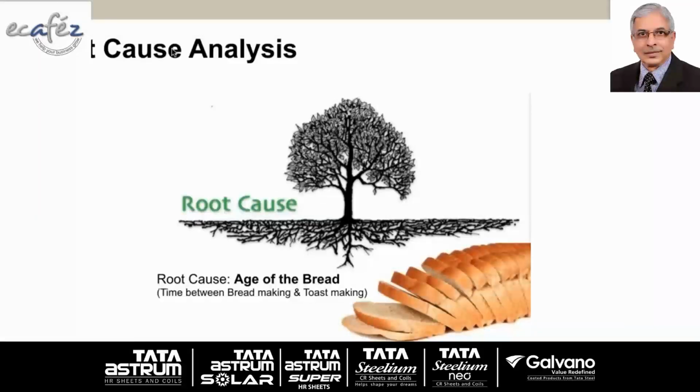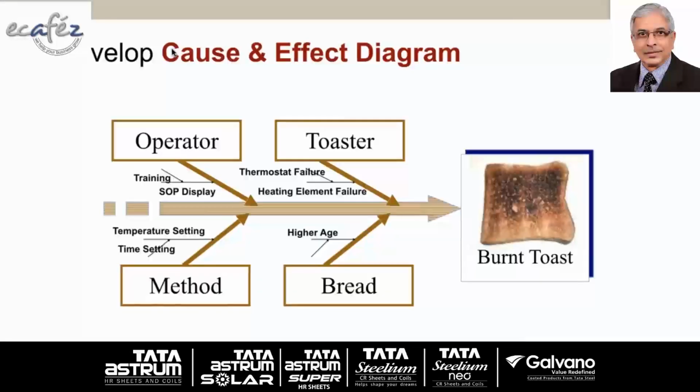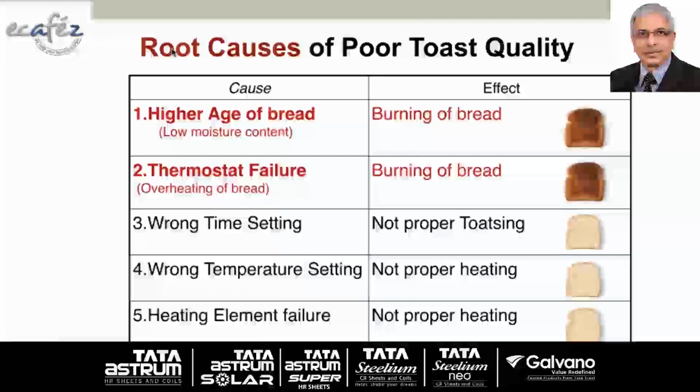Then after that comes the root cause analysis. The next tool is used. Here the cause and effect diagram is used. There are 4 factors: operator, toaster, method, and the quality of the material. So this way, if toast is burnt, what are the various reasons you can see here? The toaster failure, thermostat failure, heating element failure, operator not following the SOP. This way, the cause and effect diagram can be used to identify what are the critical problems.